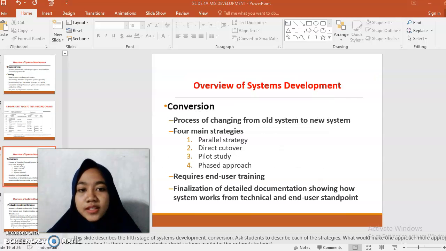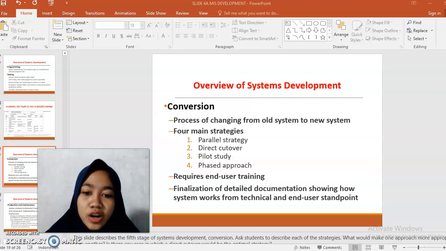Overview of system development. Conversion: the process of changing from the old system to the new system. Four main strategies: 1. Parallel strategy. 2. Direct cutover. 3. Pilot study. And the last, phased approach. It requires end user training and finalization of detailed documentation showing how the system works from the technical and user standpoint.